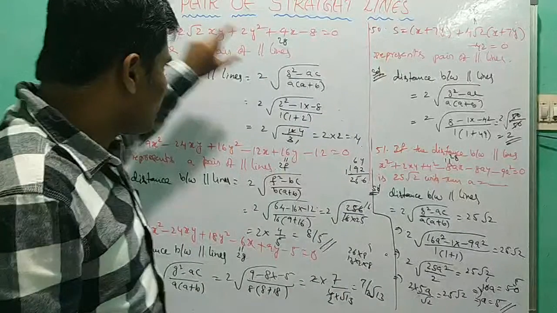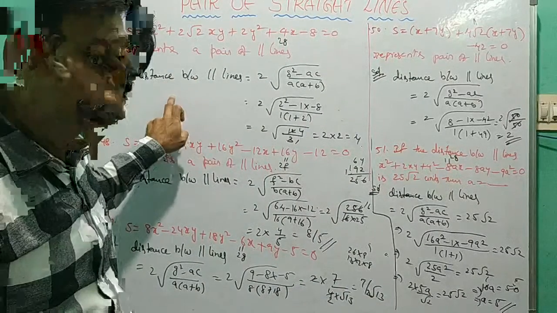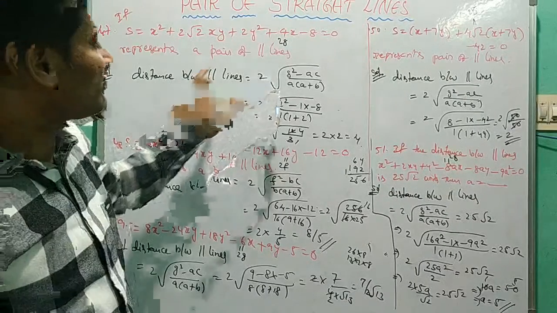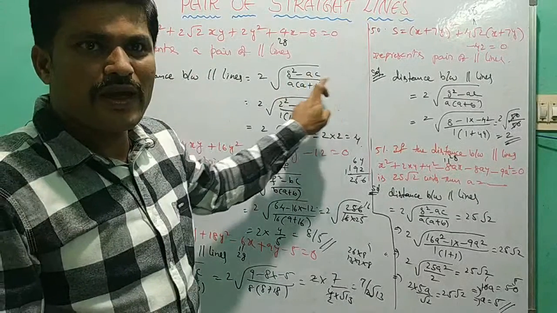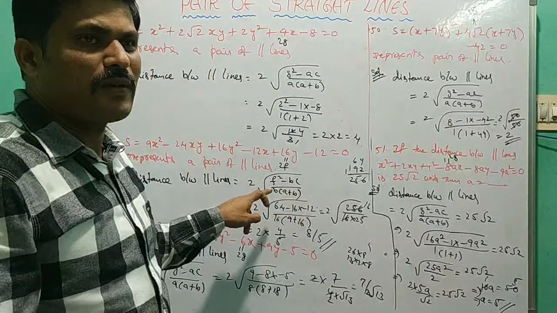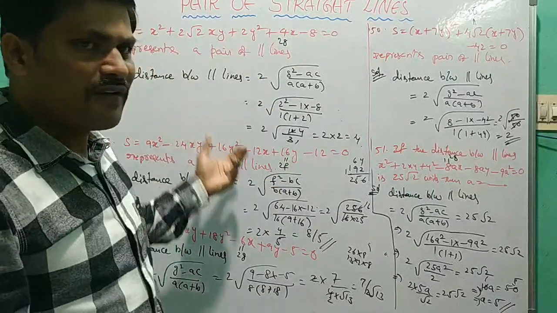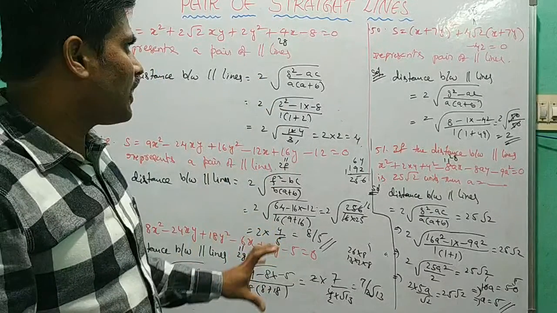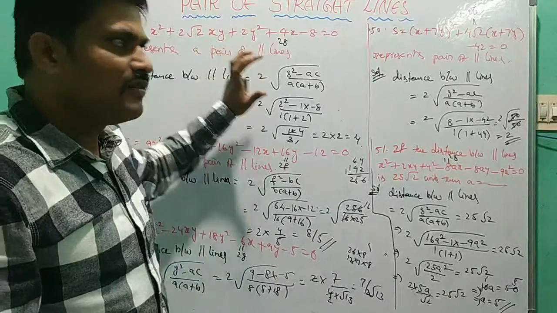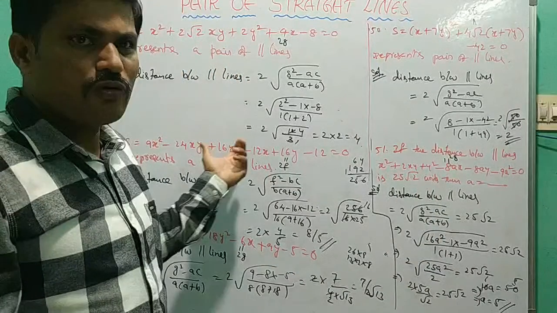Now these are some distance between parallel lines formulas: 2 into square root of g square minus ac by a into a plus b, or 2 into square root of f square minus bc by b into a plus b. So we take one of those formulas and simplify the values, then we get the parallel lines. These are all the same model problems. Now we have a notebook.